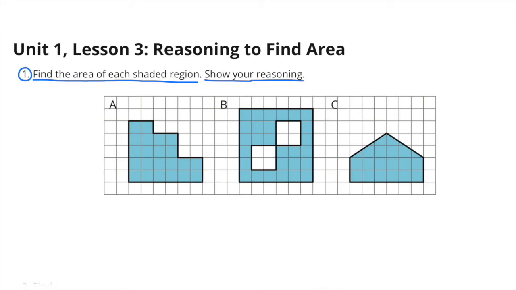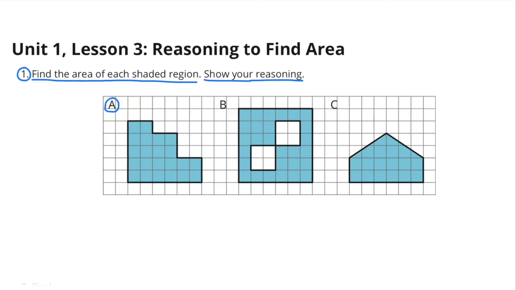Unit 1, Lesson 3, Reasoning to Find Area. Number 1. Find the area of each shaded region. Show your reasoning. A. I've broken this shape down into 3 different shapes.